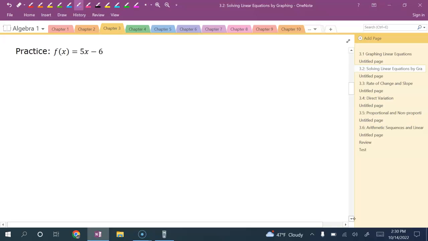So to get you guys started on this practice problem, you see the f of x here, so you're going to want to replace that with a 0. So I would rewrite this as 0 equals 5x minus 6. So go ahead and take a minute here and try to solve that problem.